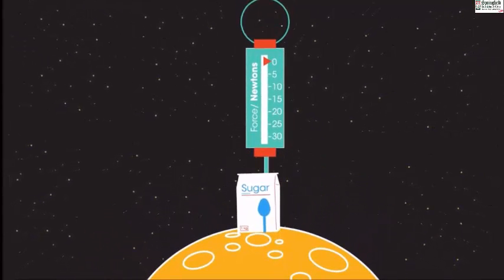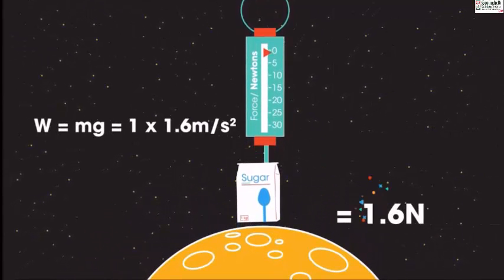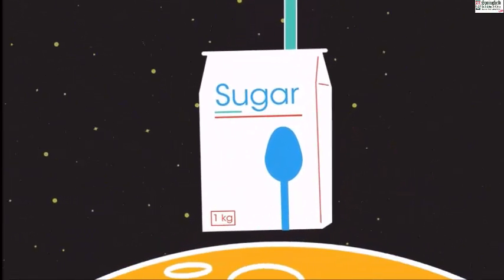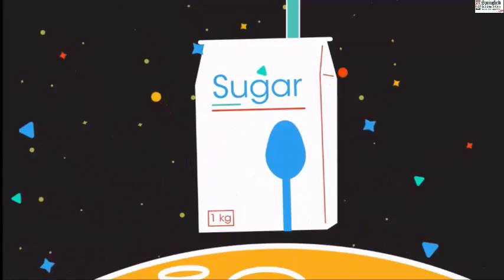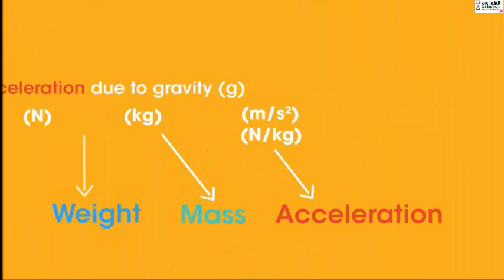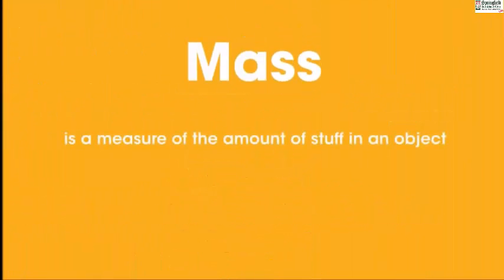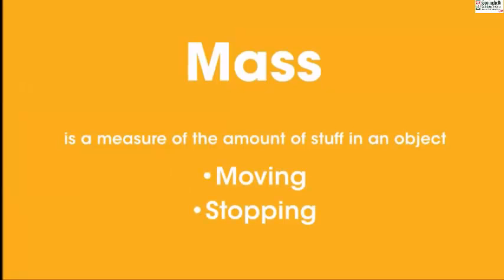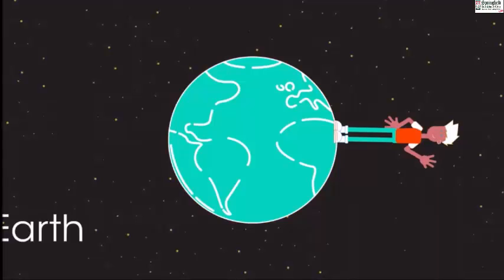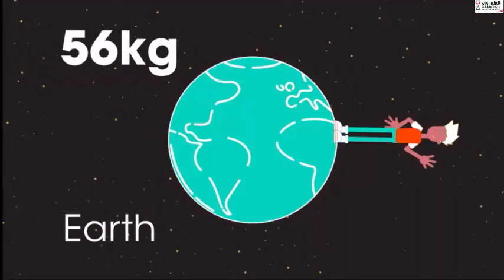See how the weight has dropped compared to when it was on Earth? But notice, we still have the same amount of sugar. There is still 1 kilogram of stuff. The weight has changed, but not the mass. Remember that mass is a measure of the amount of stuff in an object, and gives a measure of how difficult it is to get moving or to stop it. It never changes.